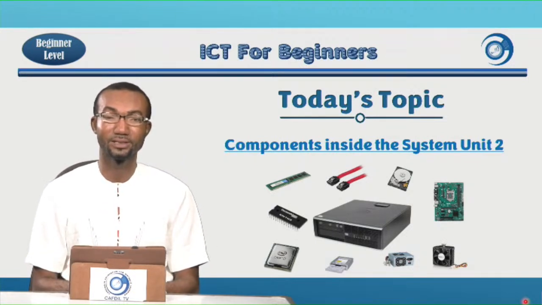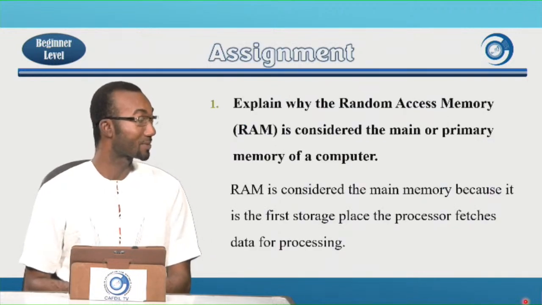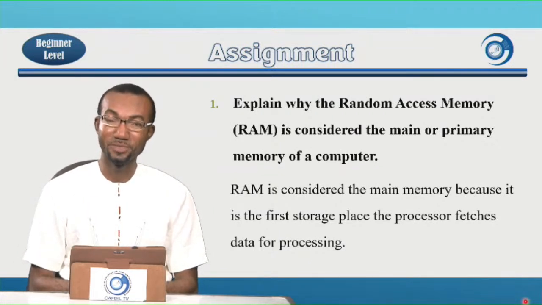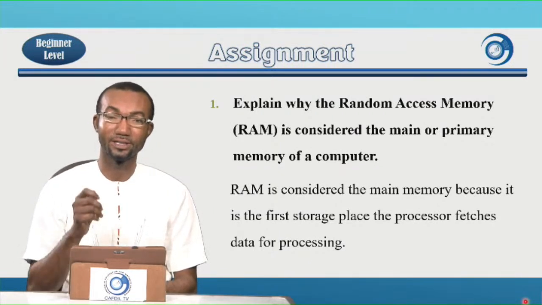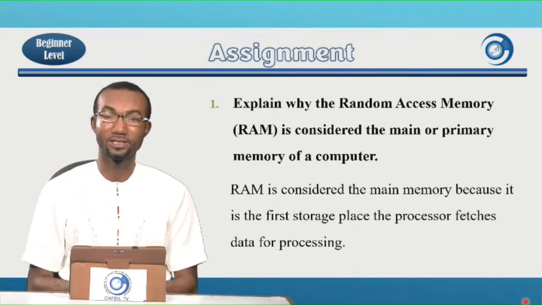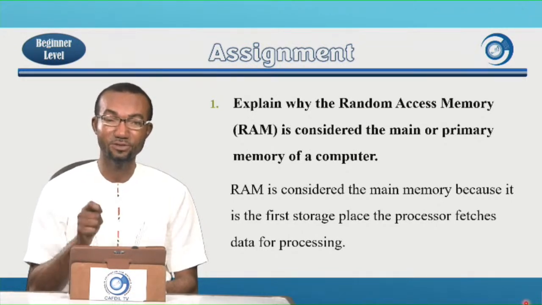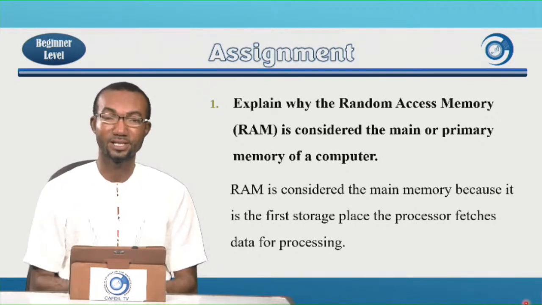But before we do that, let's mark the assignment you were given on the ROM and the RAM in the previous lesson. 1. Explain why random access memory is considered the main or primary memory of a computer. RAM is considered the main memory because it is the first storage place the processor fetches data for processing.